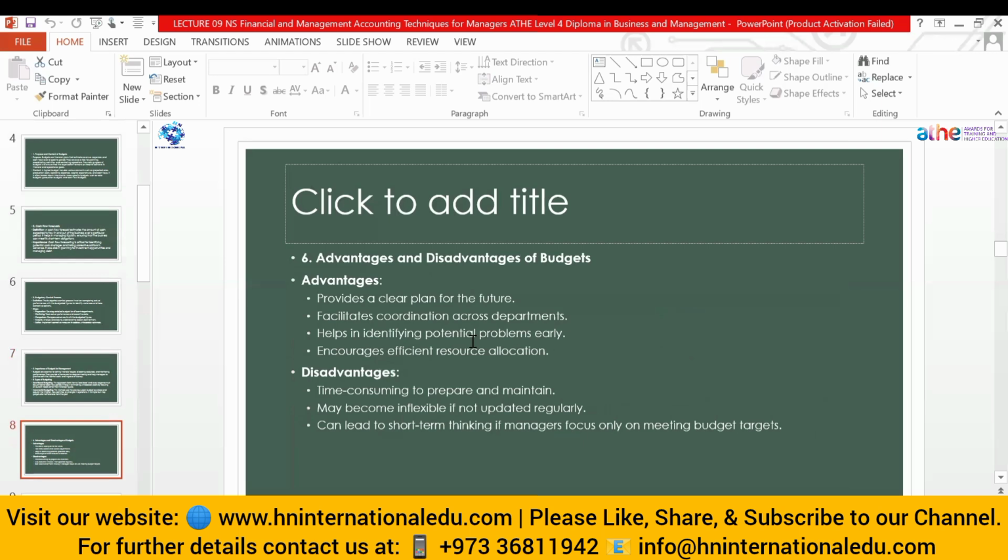Then we have the advantages and disadvantages of budgets. The first advantage of the budget is that it provides a clear plan for the future, because already we know that each and everything is pre-decided. We have certain steps or procedures through which we are going to address the variances between actual figures and the budgeted figures. It facilitates coordination across departments, because a budget is not for one department, it is for the whole organization and it brings each and every department together. So everybody is going to be doing coordination.